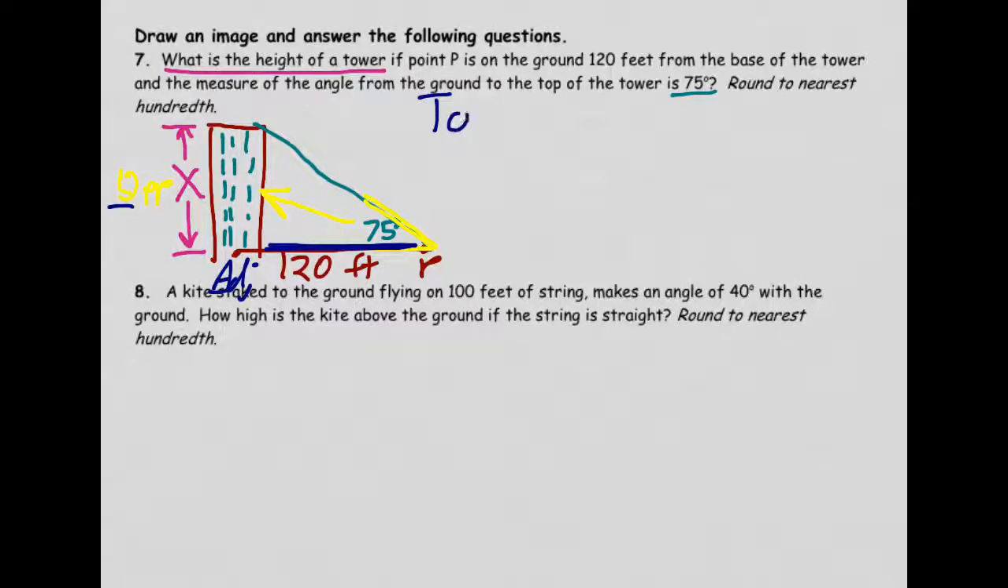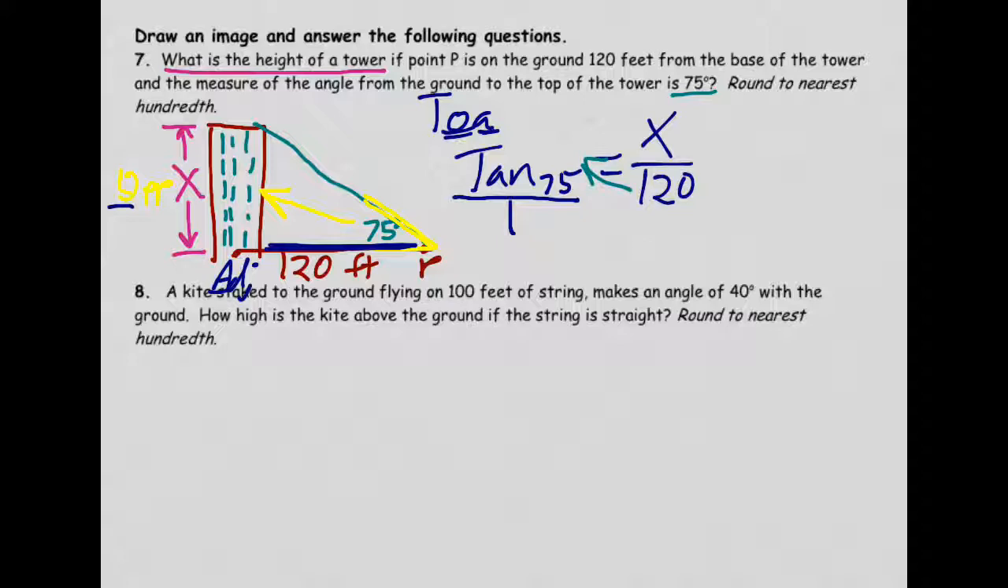Well, remember what my O and A is. It's my TOA. Tangent equals opposite over adjacent. So tangent 75 equals my opposite, which is x, over adjacent, which is 120 feet. And then I just cross multiply. Well, remember, tangent of 75 is the same as tangent of 75 over 1. That's just a different way of writing it. I cross multiply 120 times tangent of 75, 1 times x, and so I get x equals 120 times the tangent of 75.